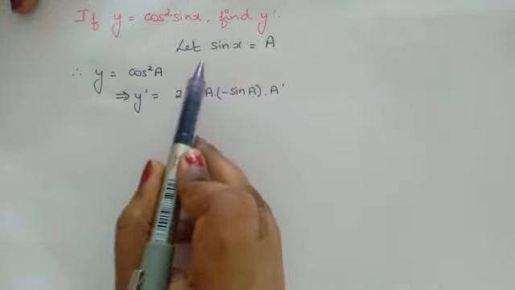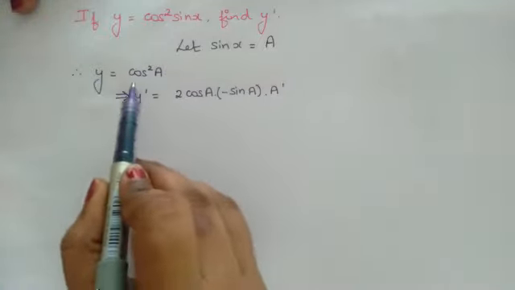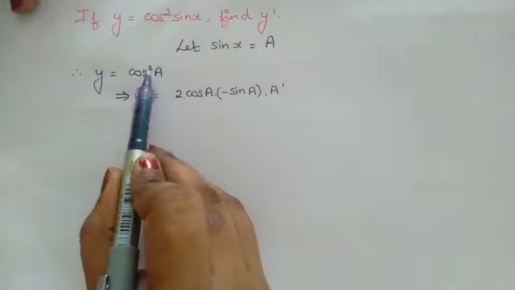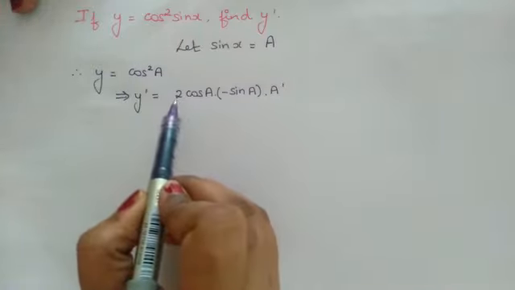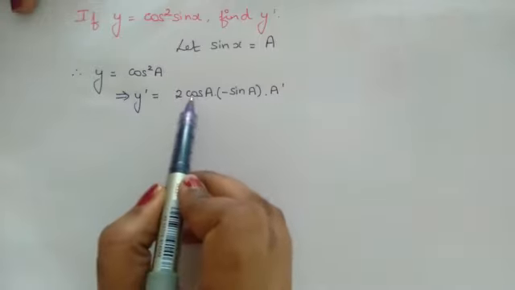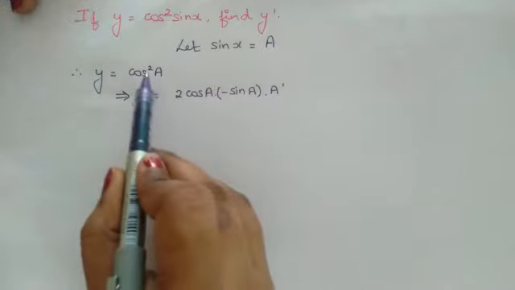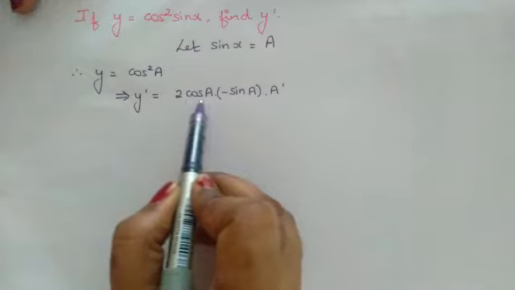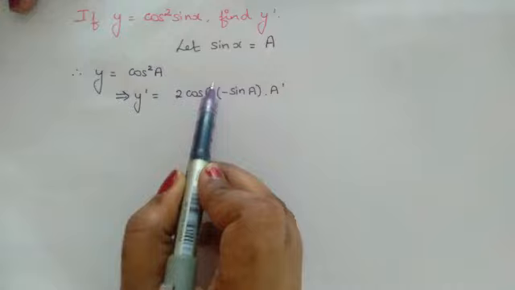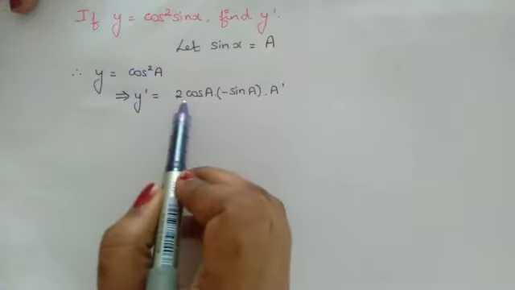Usually when we have x power n, we write it as n x power n minus 1, right? The same concept here. When we have a trigonometric function with a power, the power is written as the coefficient, and the same trigonometric function is written with the power reduced by 1 from the original power. That is, instead of cos square A, it is just cos A now.